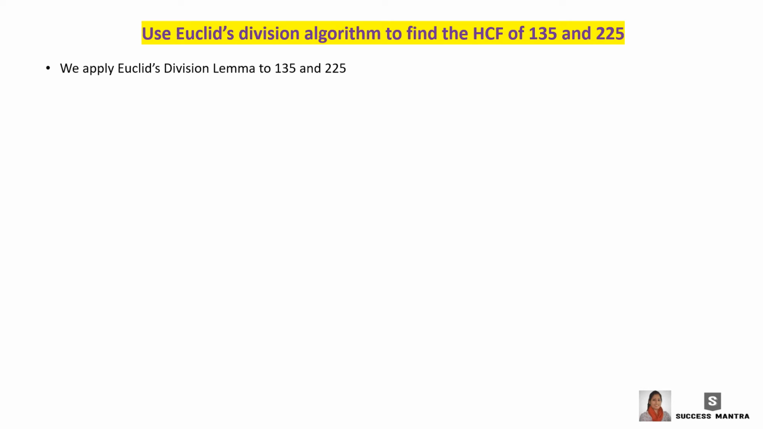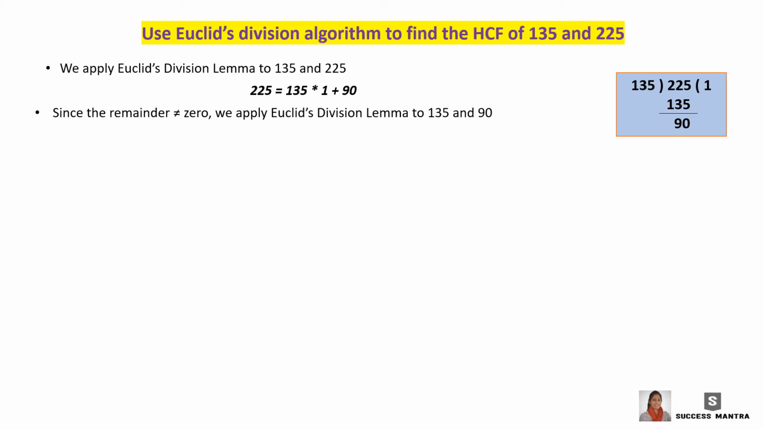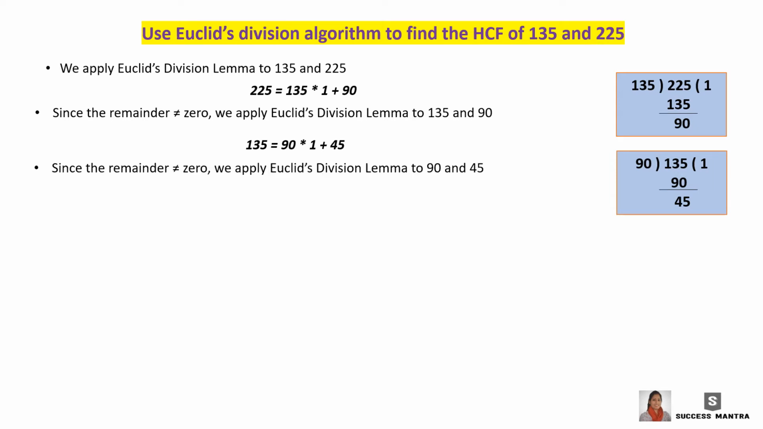So we apply Euclid's division lemma to 135 and 225. Then we come to the equation 225 is equal to 135 into 1 plus 90. Since the remainder is not equal to 0, we apply Euclid's division lemma to the divisor 135 and remainder 90. Then 135 is equal to 90 into 1 plus 45.